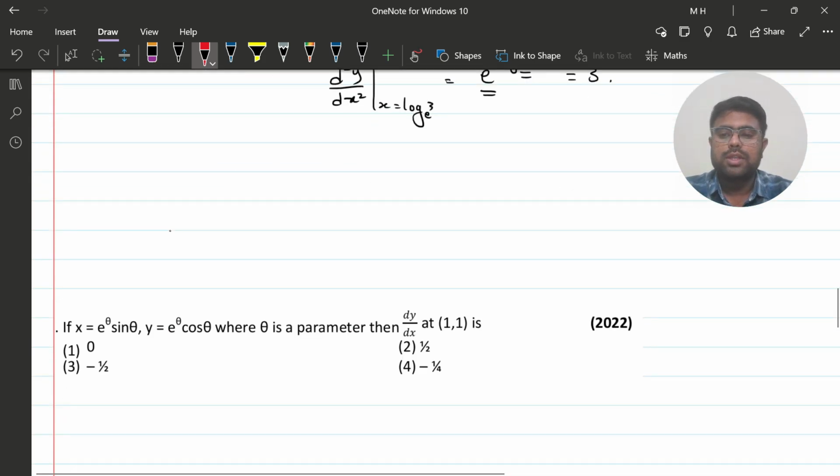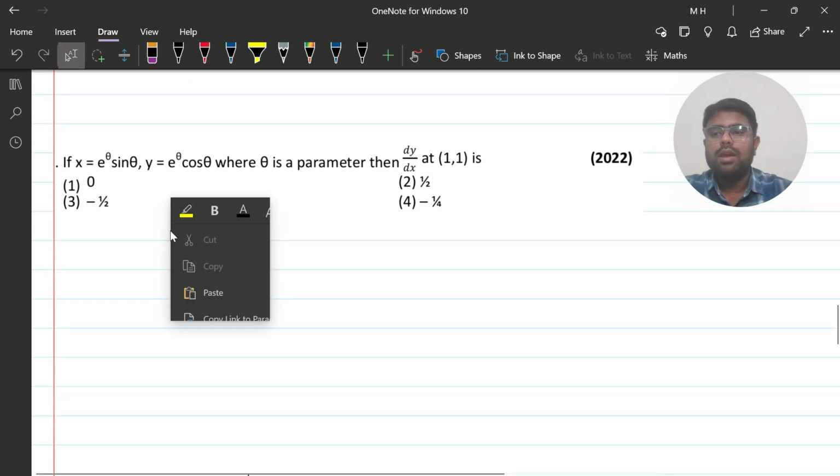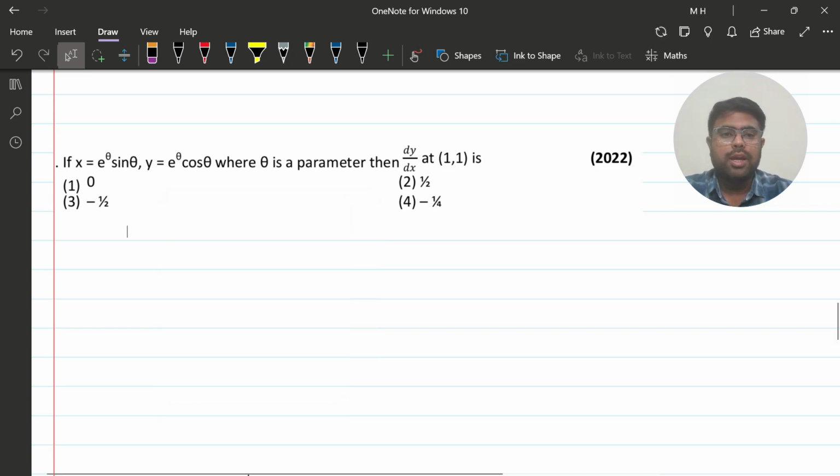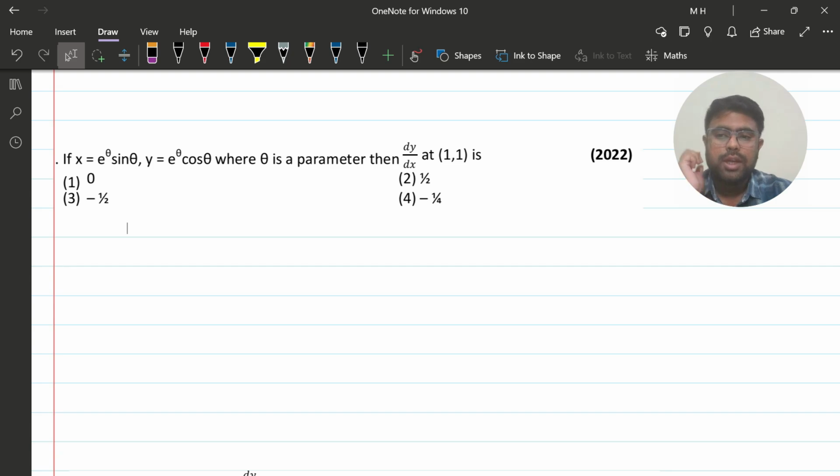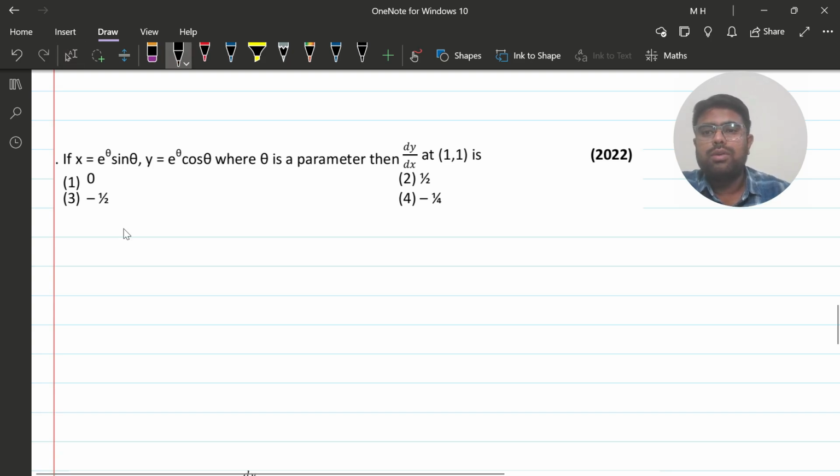Okay, the next question says, look again at the question from 2022: if x is equal to e raised to theta sine theta and y is equal to e raised to theta cos theta, where theta is the parameter, then dy by dx at 1 comma 1 is, okay, so this is what the question says. How do we solve this? Again, they have asked dy by dx. The x is also in terms of theta, and y is also in terms of theta.